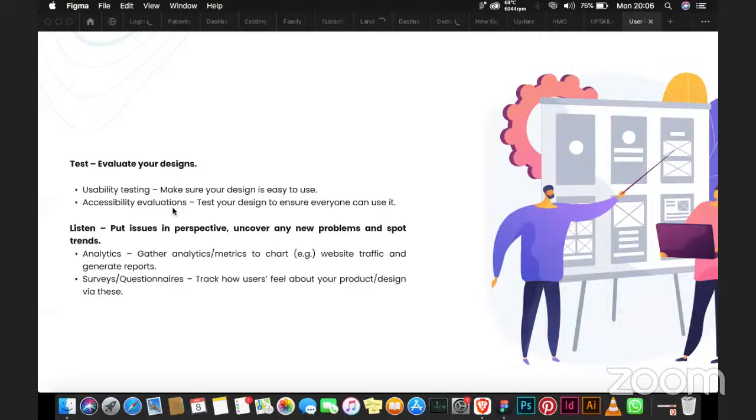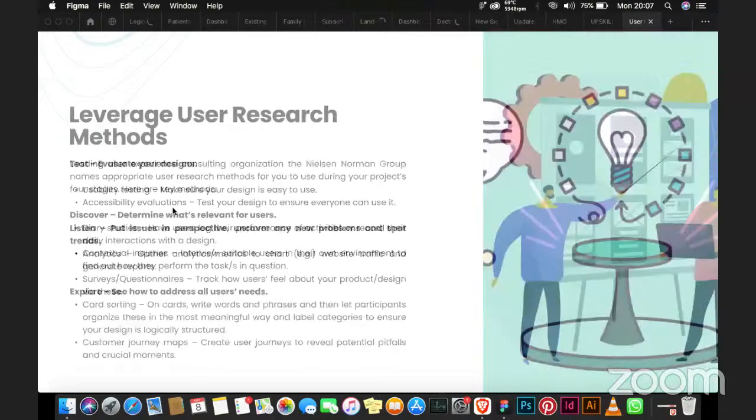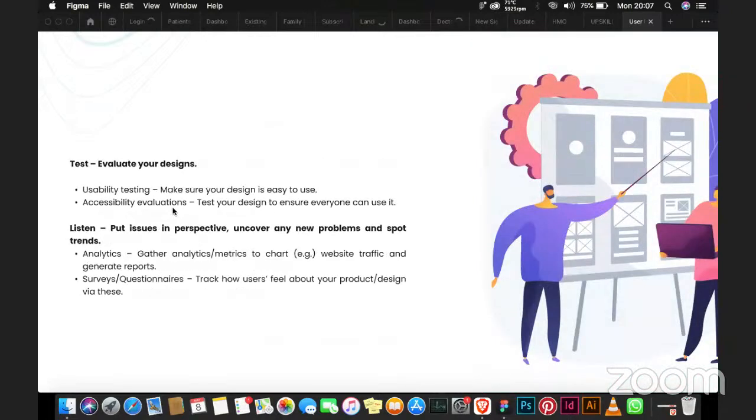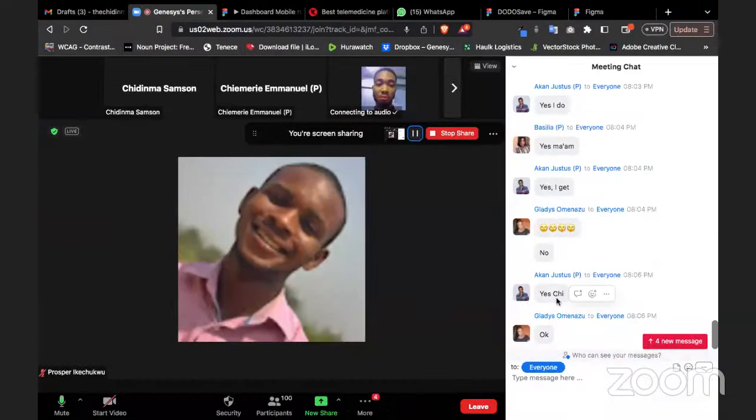So if you remember, there are 4 ways I said you can leverage your user research method. One is what? Discover. Determine what's relevant for your user. Two, explore. See how to address all your users' needs. Three is test, right? Test is to evaluate your designs. Then the fourth one is listen. That's you listening to feedback, collecting constructive feedback, and working on it. Are you guys still with me? All right.